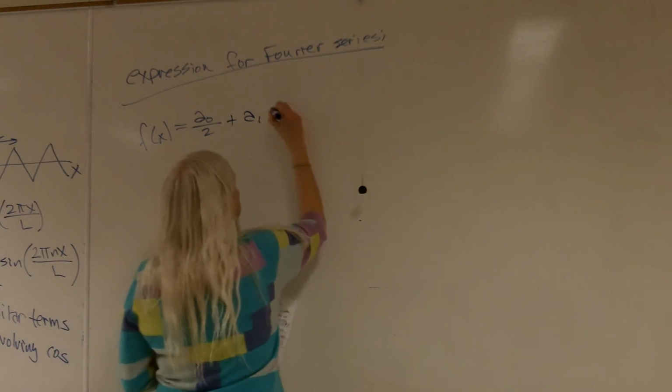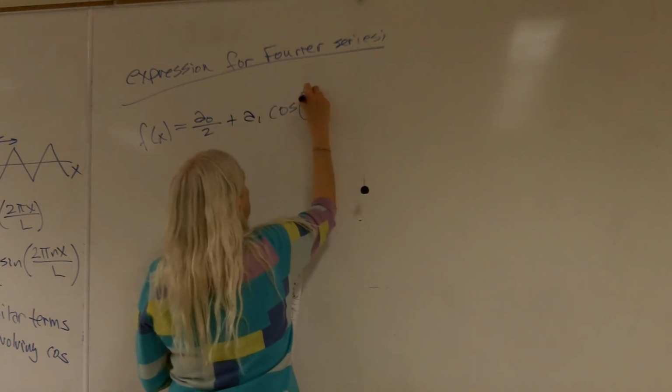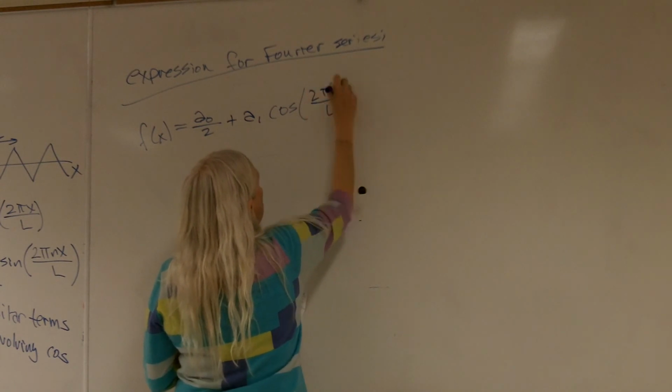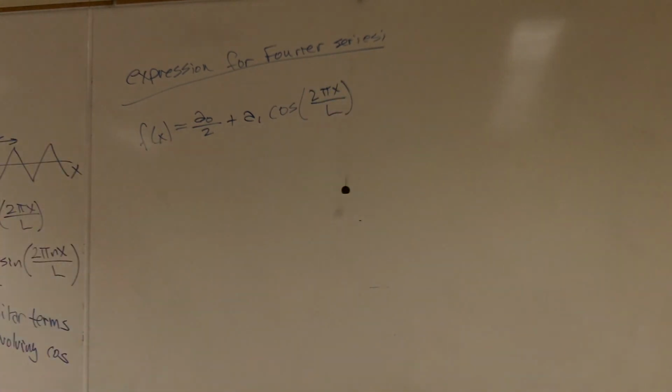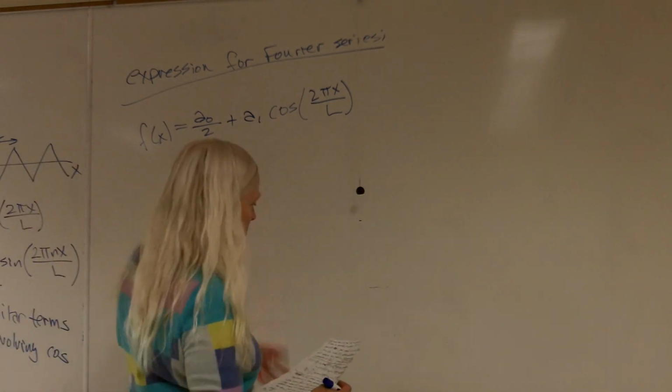Plus A1 times the cosine of 2 pi x over L. Except for the fact that I wrote down cosine instead of sine, that looks like this term. I didn't put a coefficient in front because I was being a little sloppy when I wrote it. I was just trying to give you an idea of what kinds of sine or cosine terms go in here, but there could be coefficients in front of them. So this is a cosine term that has a period of L.